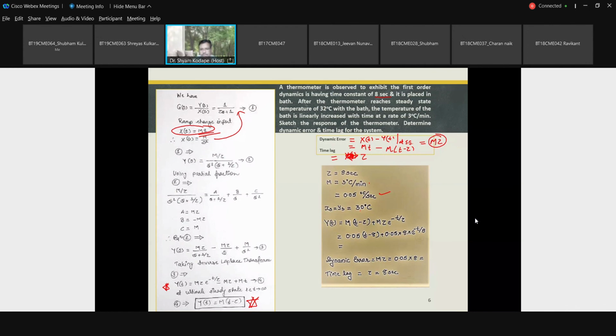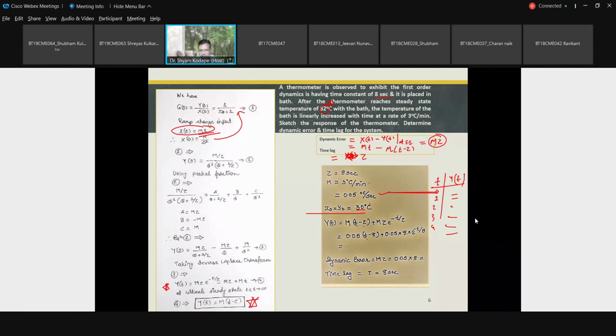Initially, what was the steady state? It was 32 here, and one more was 30, so here it should be 30. So xs is equal to ys is equal to 30. I have the value of m, I have the value of tau. Substitute the different values of time and identify y. You have to make the same chart: 0, 1, 2, 3, 4 and the y values.